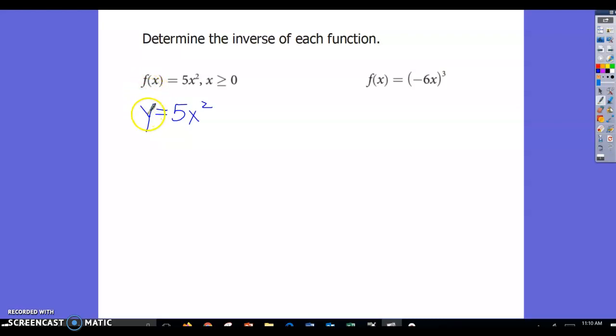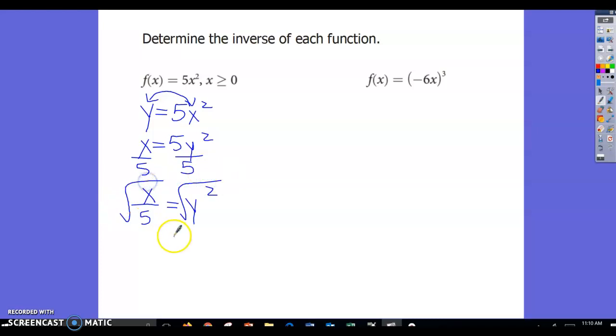Once we replace this, then we switch the x and y. So we're going to have x equals 5y squared, and then we solve for y. We divide both sides by 5, so I've got x divided by 5 equals y squared. Then I'm going to take the square root of both sides. So f inverse of x equals the square root of x over 5. And we know this is just a positive square root because we limited this to x greater than or equal to 0. So this would be the inverse of f of x.